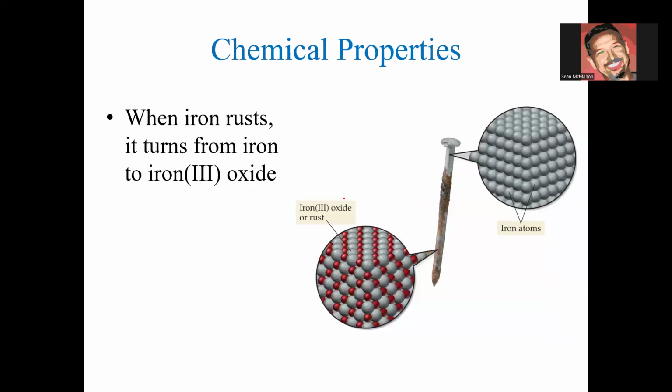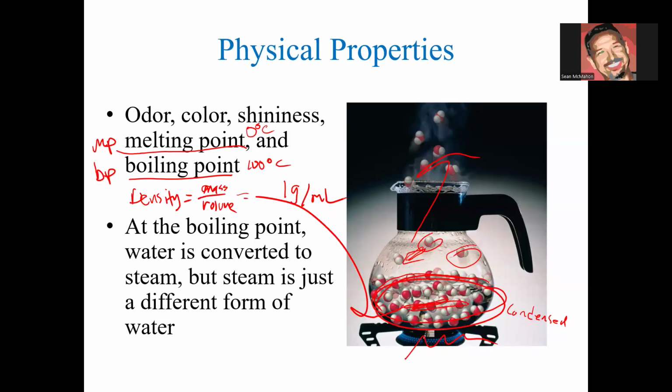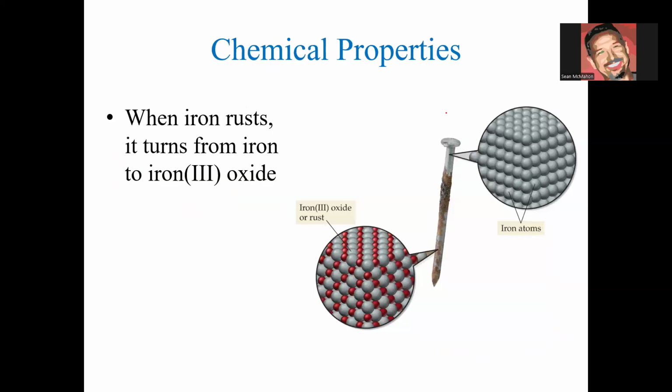Now, chemical properties are a little bit different. There is a change in the composition. Unlike physical, again, if I go back, if I boil this water, it's still water molecules, it just went from a liquid phase to a gas phase. That's a physical change. I boiled it. With a chemical property, there's actually a chemical change.